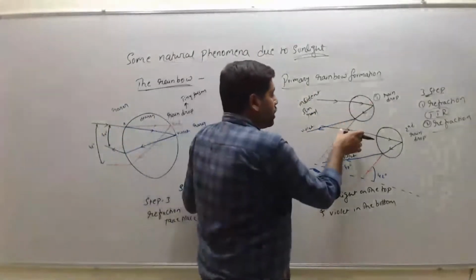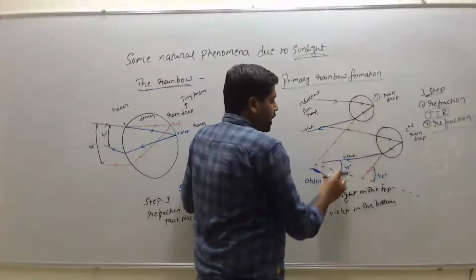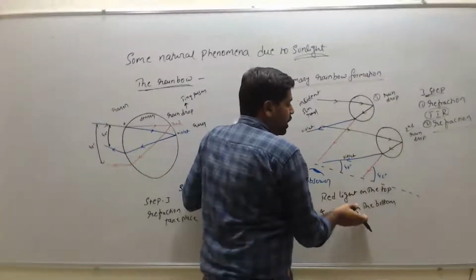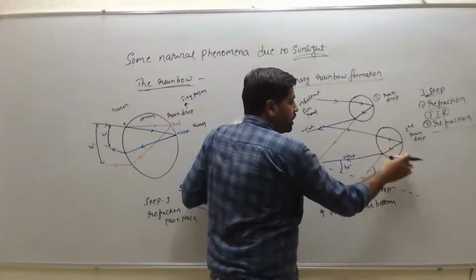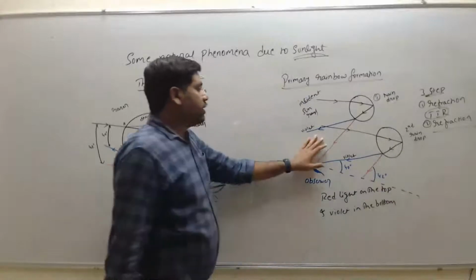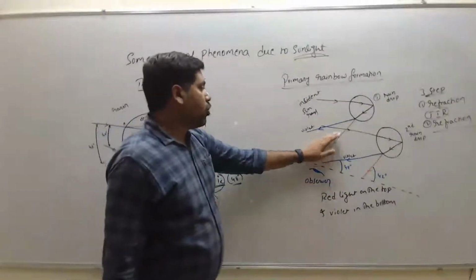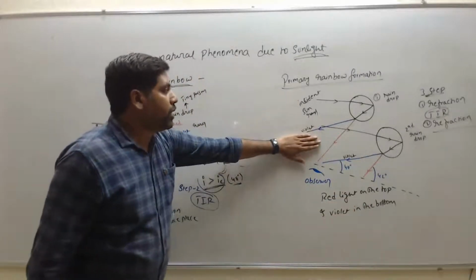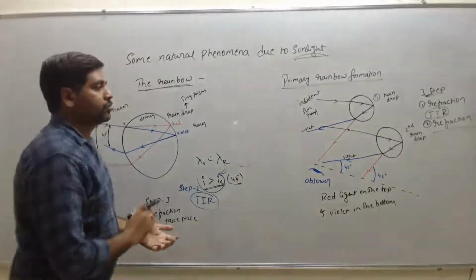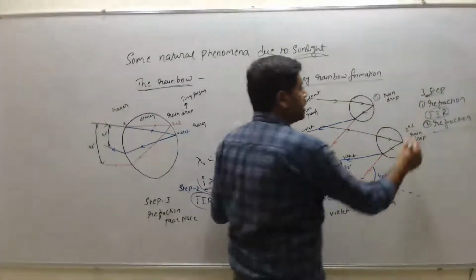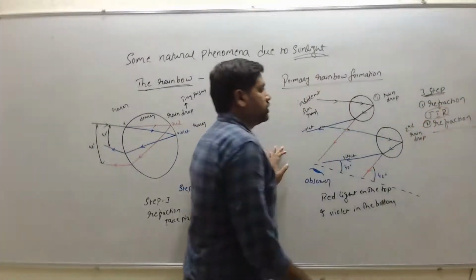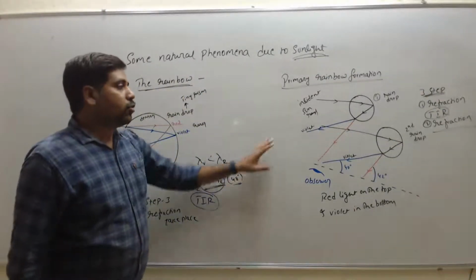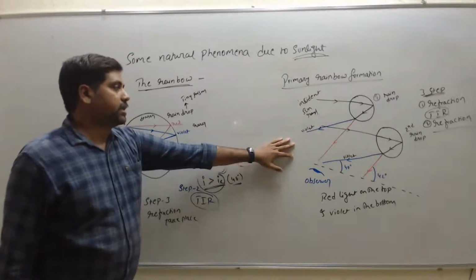In that, the red light which is seen by the observer comes from the first raindrop, and the violet light which is seen at the bottom of the rainbow is from the second raindrop. The remaining colors are above and below the observer's eyes. So this is about the primary rainbow formation. The primary rainbow formation is a three-step process, in which two refractions take place and one internal reflection takes place.